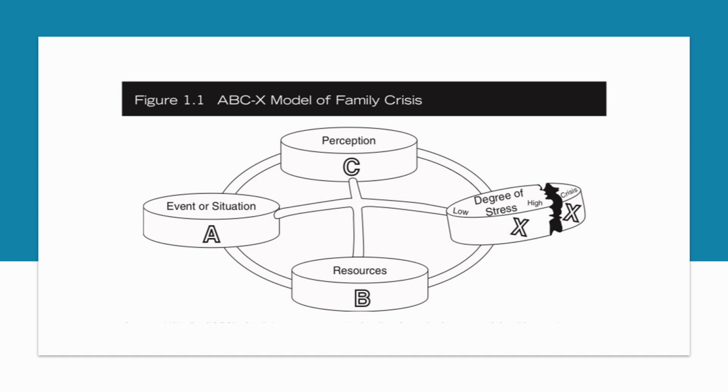So, to put it all together, it starts with A, the stressor event, which then interacts with B, the resources the family has, and then interacts with C, the meaning the event has to the family, and finally produces X, which is the stress or crisis that the family is going through.